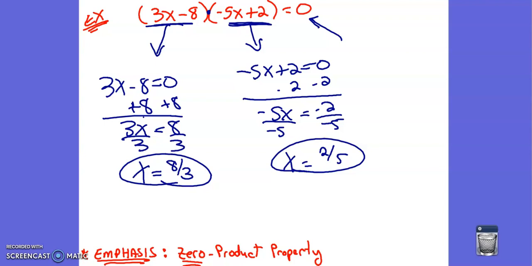Again, I want to emphasize the 0 product property: when you have two things multiplied together and the result equals 0, not any other number. If that equals 5 or equals 20, it won't work. I mean, it has to equal 0. That's what the product rule says. The 0 product rule says when you have two things multiplied together and the result is 0, one of them has to equal 0.